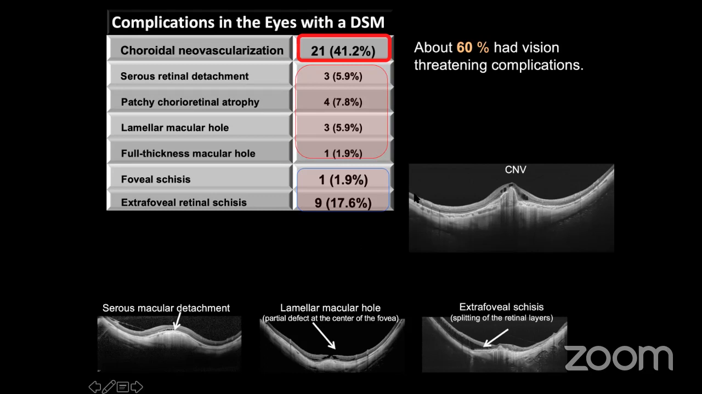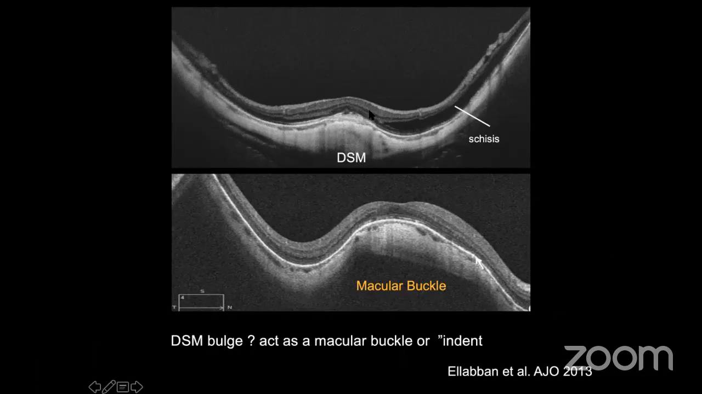Interestingly, in eyes with dome-shaped maculopathy, we found that extrafoveal schisis is very common, but foveal schisis is very uncommon. And you can see here, only 1% of eyes have foveal schisis, but nearly 15 or 17% of eyes have extramacular schisis. This finding is really interesting. It seems like in this picture, the presence of this dome-shaped bulge may act like a macular buckle or an indent. So there are no schitic changes here in the center, but away from the center, you can see the schisis. Very similar to a macular buckle or an endoplomb.